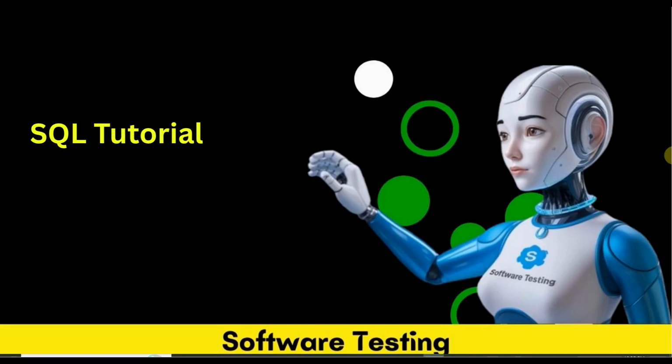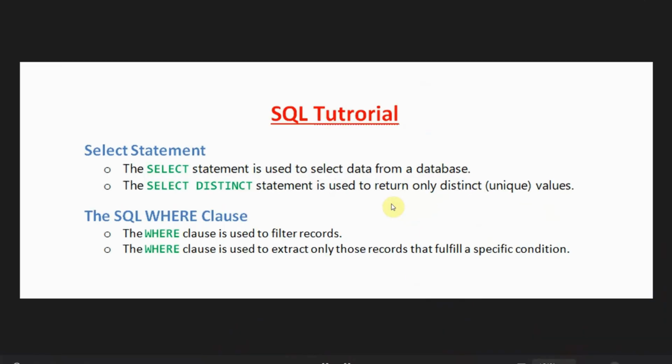As part of the SQL tutorial, today's topic is the select statement and the SQL where clause. The select statement is used to select data from a database. The select distinct statement is used to return only distinct, unique values. The where clause is used to filter records. It is used to extract only those records that fulfill a specific condition.